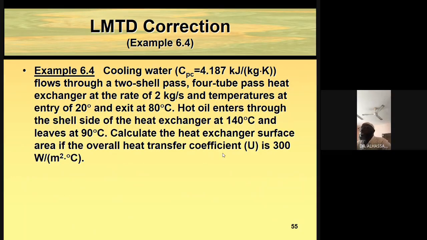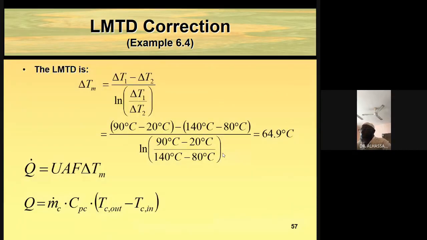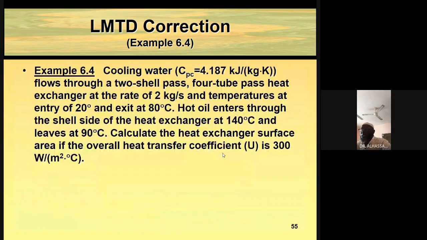Now, a similar question, let us see. We will discuss this question also quickly, so I would like to finish this slide anyhow, inshallah. Here we have cooling water at a specific heat capacity flowing through a 2-shell pass, 4-tube pass heat exchanger. So here, how many? We have 2 shell passes, 4 tube passes.